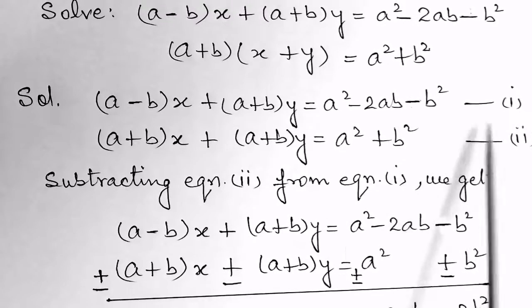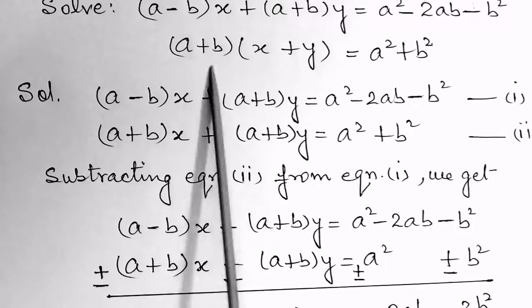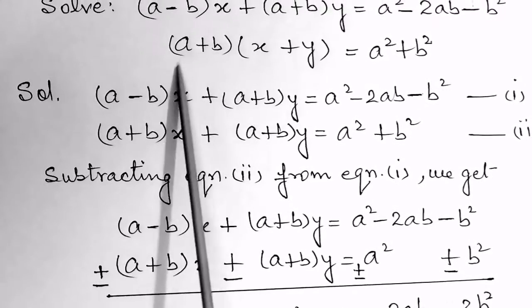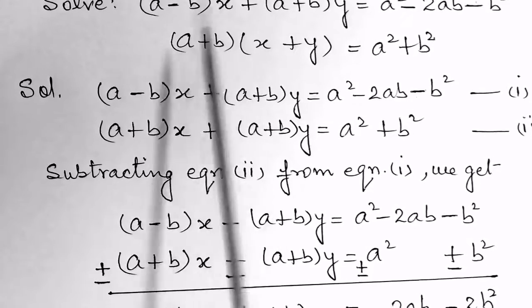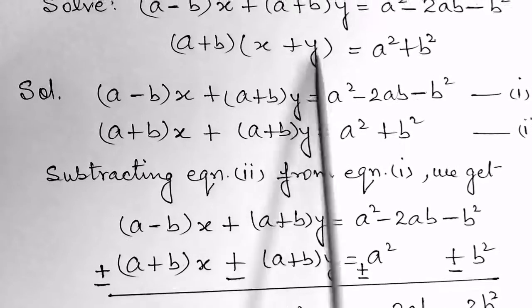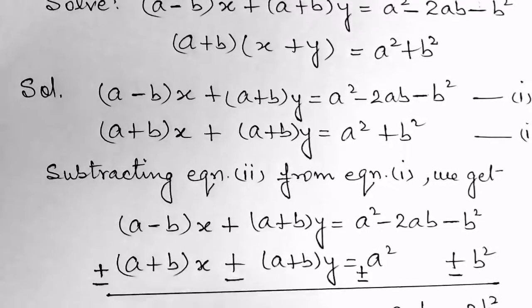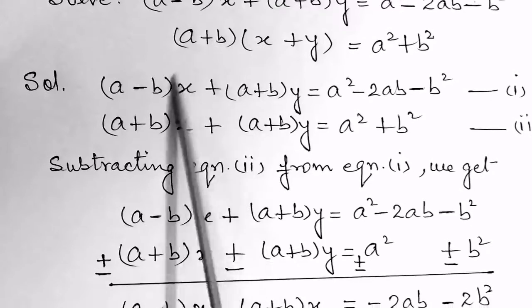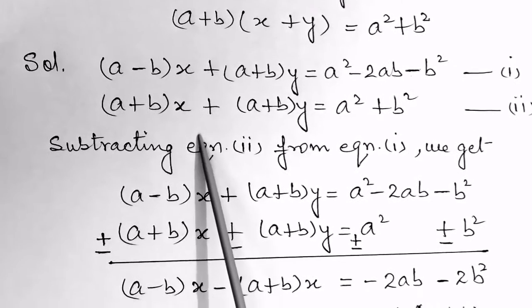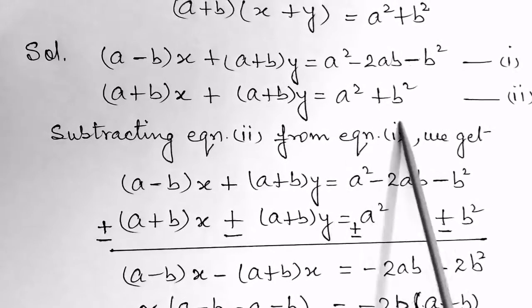Now please listen carefully. For the second equation, multiply this whole (a plus b) with x and whole (a plus b) with y. I mean, do not open the bracket like this, ax plus ay plus bx plus by. I am multiplying the whole bracket with x and then the whole bracket with y, right? So I get (a plus b) into x plus (a plus b) into y, and this is equal to a square plus b square as it is.